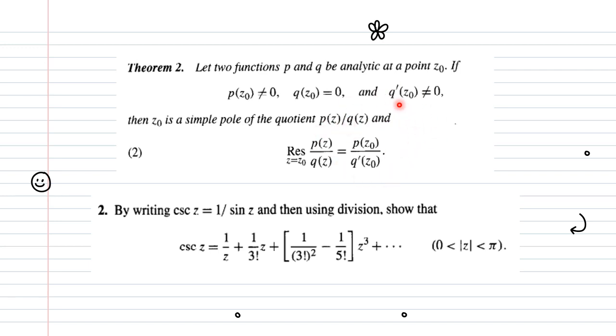And we also got that the residue at C equals C sub 0, then of that quotient will be equal to P of C sub 0 over the derivative of Q at C sub 0. And then we got part number 2, which says that by writing the cosecant of Z equals 1 over sin of Z, and then using division we show this, that this is true, and it says that the cosecant of Z is equal to the sum.